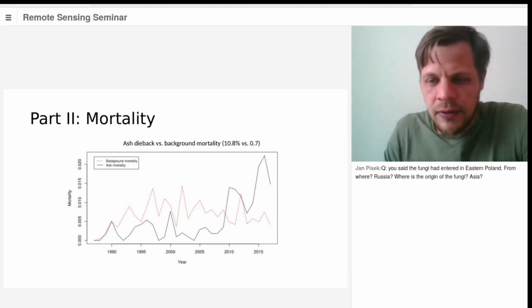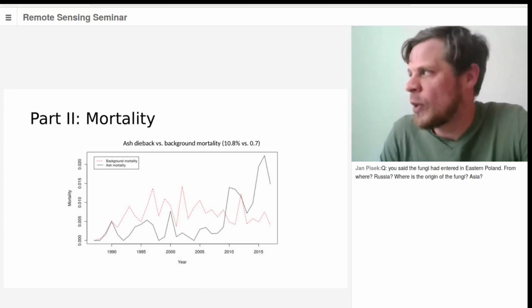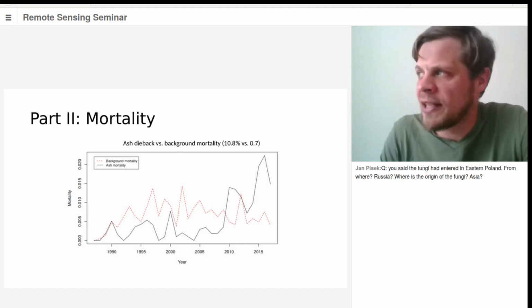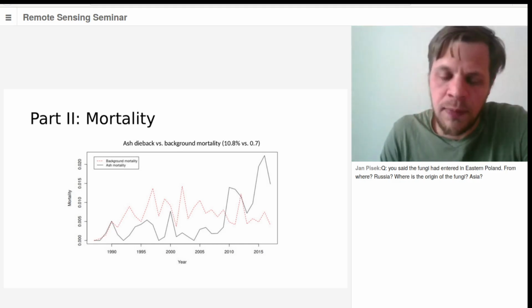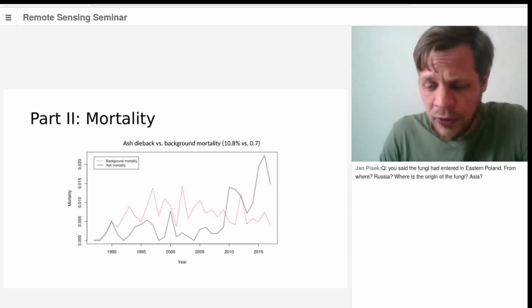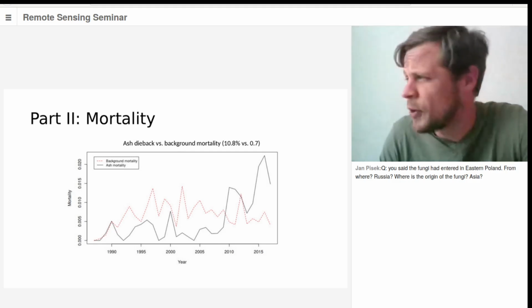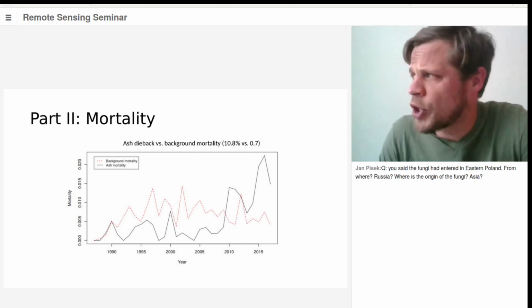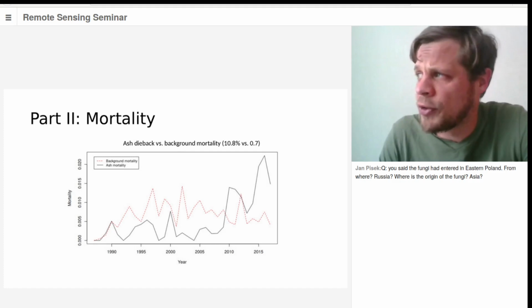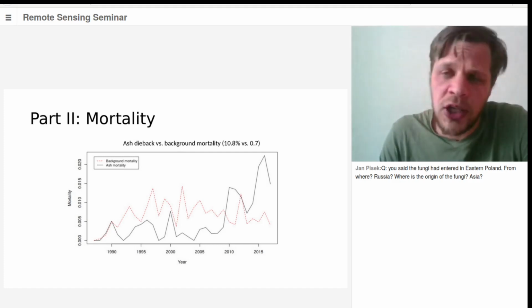Yes, and then finally, of course, what one could easily ask is, well, how do you know that all of the mortality that you observed in the plots is due to ash dieback? Trees are dying around the globe everywhere because of drought, because of thunderstorms, because of bark beetles. So how can you be sure that all the mortality that you saw is due to ash dieback?